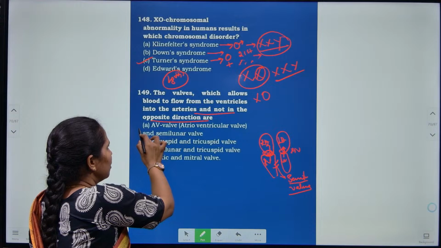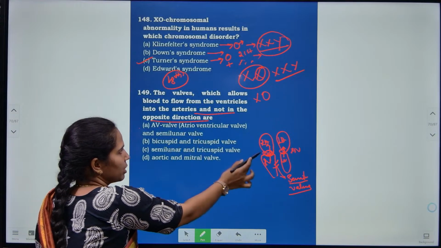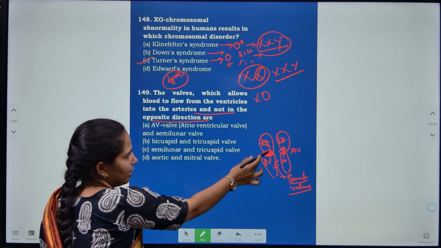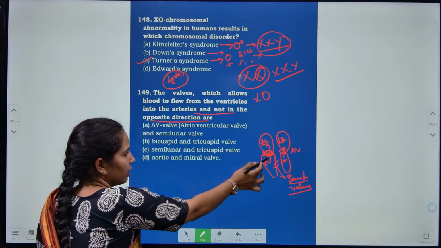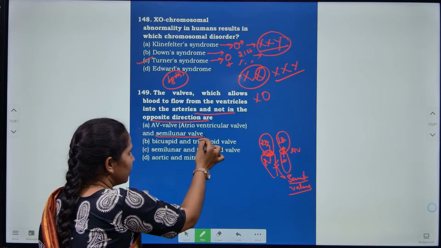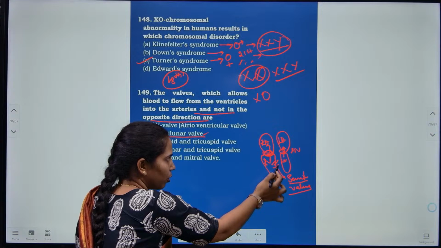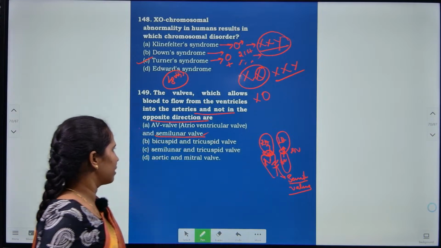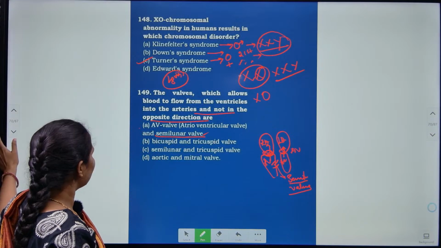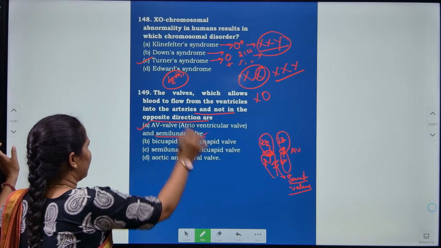into the arteries and not in the opposite direction. That is, the AV valve, the atrioventricular valve, is present between the auricle and the ventricle, as well as the semilunar valve, which is connected to both the ventricles here. So the right option is option A.